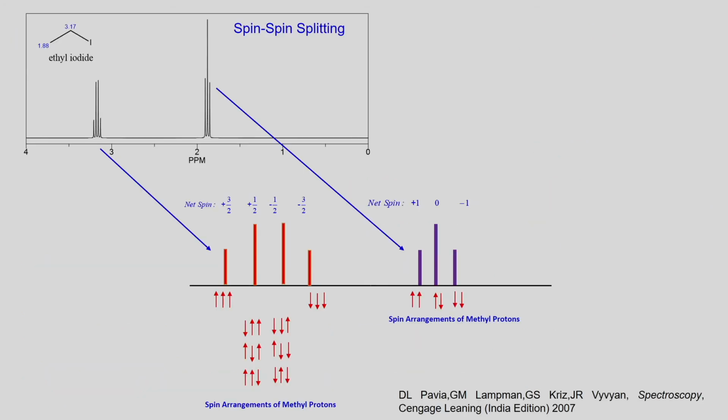So, now the issue of this spin-spin coupling is something like this. If we have an ethyl iodide molecule, you see you have one peak because of the CH2 methylene group and this one is the CH3. Okay. So, spin-spin coupling means what?